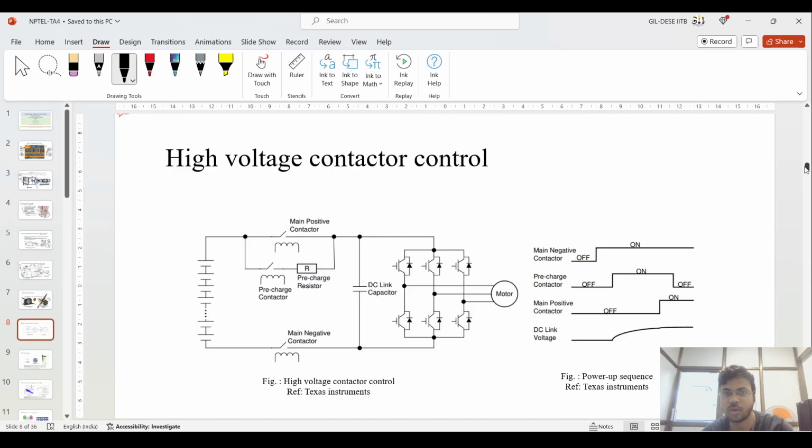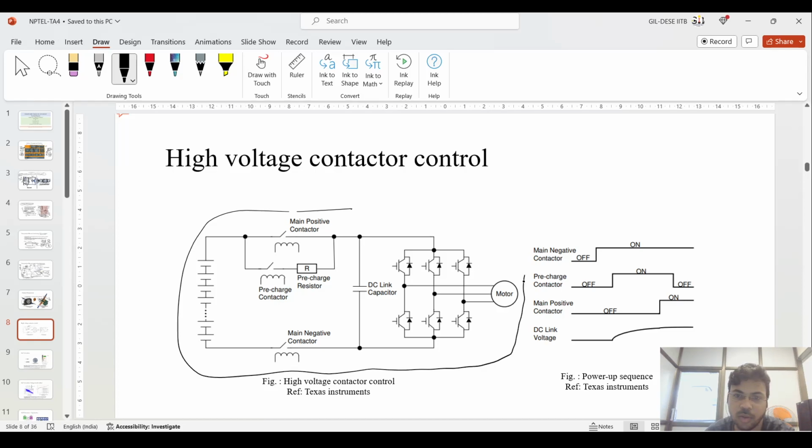Coming to the next part, that is the high voltage contactor control. So what is the basic need of this high voltage contactor control? In the BMS, if you see this, there are certain large sections in the EVs. That is the battery, you have a motor also. You have a power electronic converter also to switch this motor on and off. You have regenerative braking also. There are different kinds of systems there.